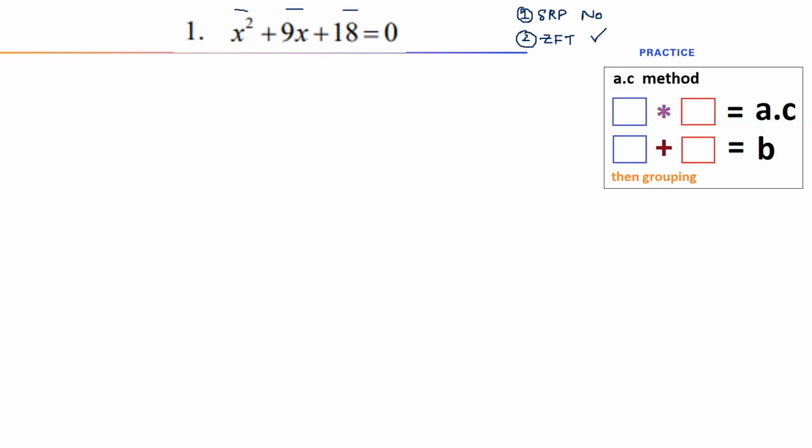So A, B, C, in this case, A is equal to 1. Where is A? This position with the x squared term, right? And then B, what is B? 9. Positive 9 right here. That is the position for B. And then C. What is C? 18.